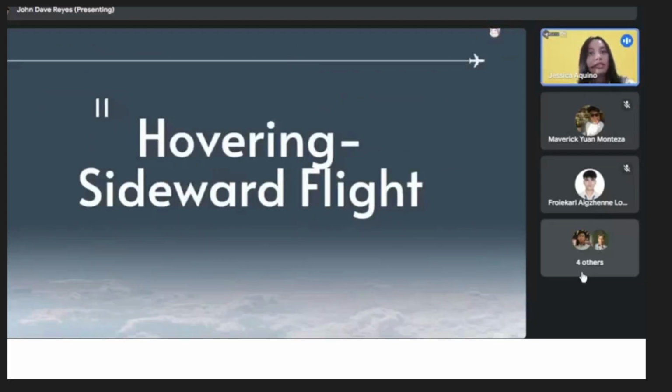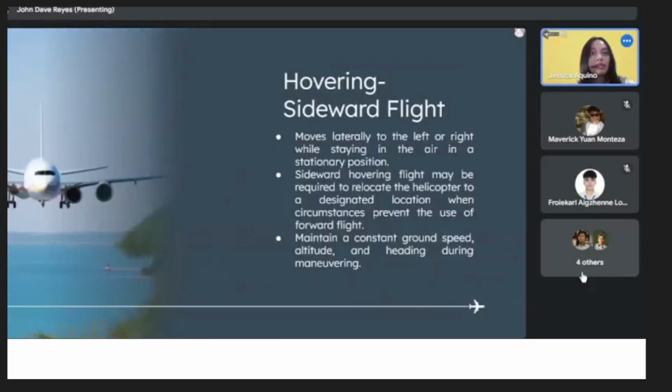Now, hovering sideward flight. It is a movement when a helicopter moves laterally to the left or right while staying in the air in a stationary position. Sideways hovering flight may be required to relocate the helicopter to a designated region when circumstances prevent the use of forward flight.